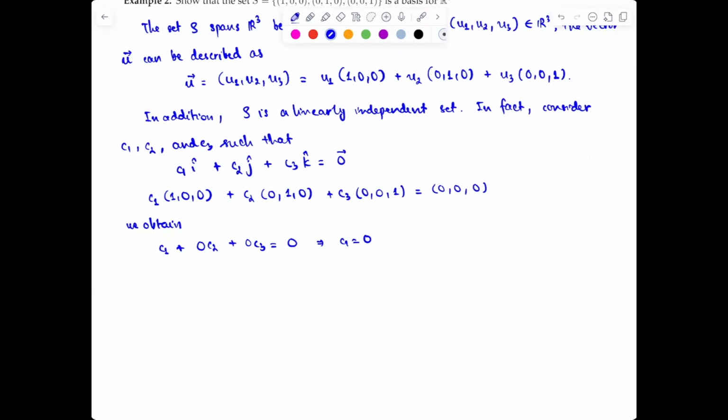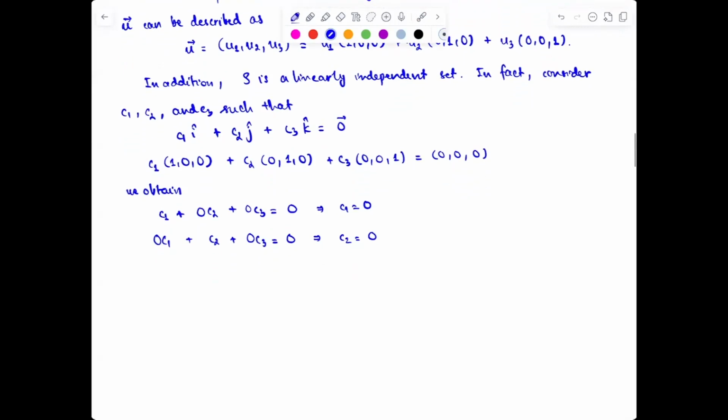Now for the second equation, which is the second component, you have 0 C1 plus C2 plus 0 C3 equal to 0. So 0 C1 plus C2 plus 0 C3 equal to 0 implies that C2 is equal to 0. Similarly, for the last equation, you have 0 C1 plus 0 C2 plus C3 equal to 0. This implies that C3 is equal to 0.